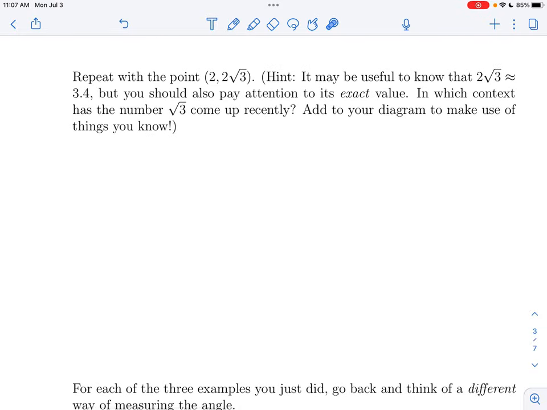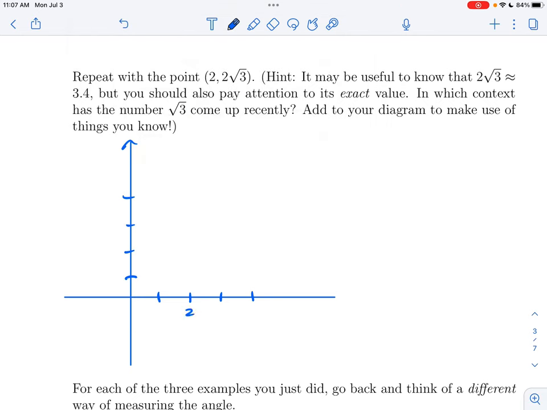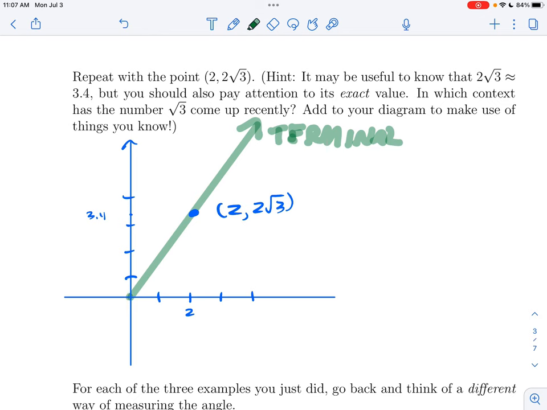The point 2, 2 root 3. So I'm giving you a decimal approximation here. That might be helpful. I'm going to draw an asymmetrical picture here because everything is positive. So 1, 2, 3, 4. 1, 2, 3, 4. My x-coordinate is 2. My y-coordinate is 2 root 3, which is approximately 3.4. So somewhere around here. So our point is located here. So here is our terminal side. Here is our initial side.